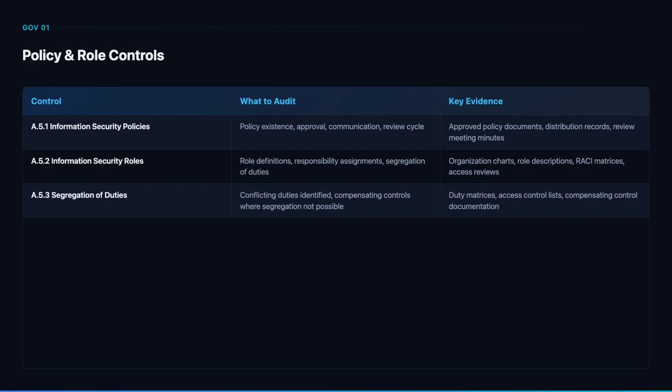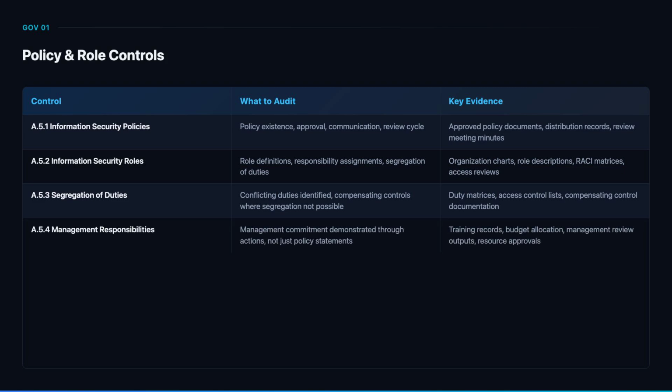For A.5.3, verify that the organization has identified duties and areas of responsibility that must be segregated to reduce opportunities for unauthorized modification or misuse. Where full segregation is not possible due to organization size, verify that compensating controls such as monitoring, audit trails, and management supervision are implemented and effective.